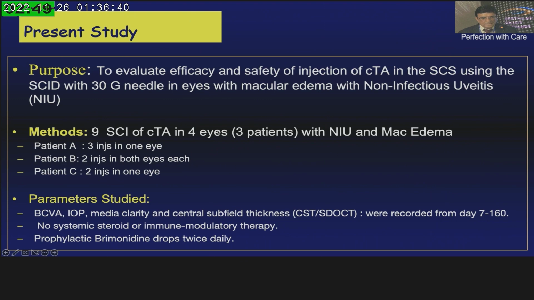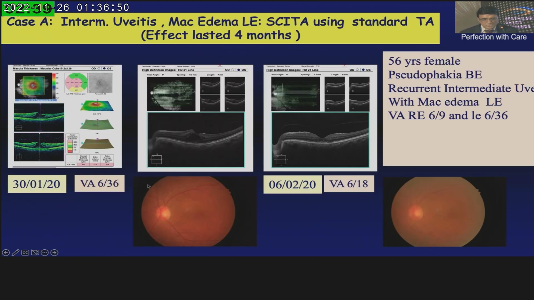So we did a study which was a small one, certainly a small number. 9 suprachoroidal centrifuged triamcinolone injections were given in 4 eyes. I will share the data with you and show you how they work. So this is a patient with an intermediate uveitis who received triamcinolone. The effect lasted for 4 months.